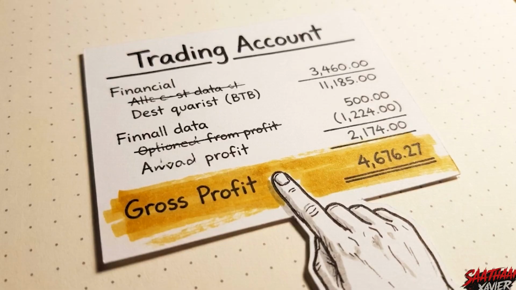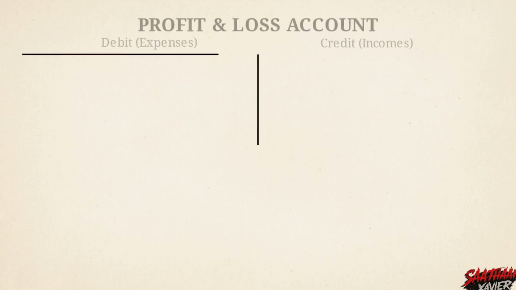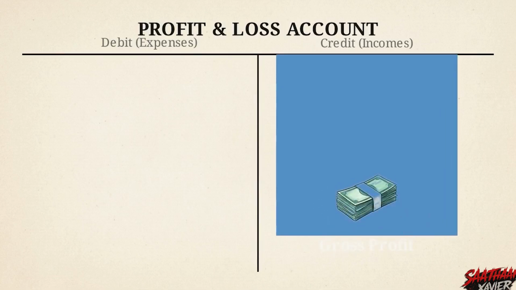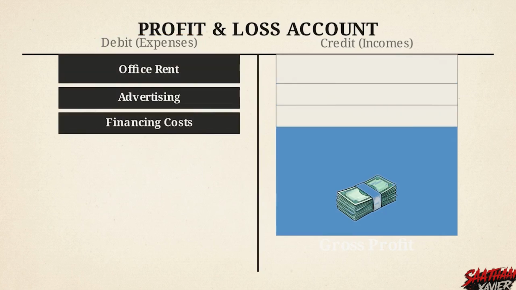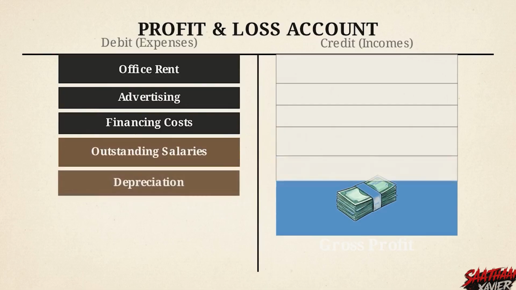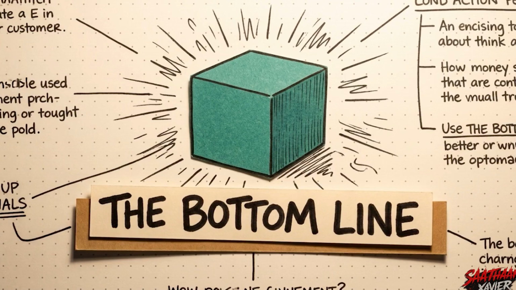Does this gross profit reflect the final gain for the year? Not quite. The gross profit carries down to begin the second section, the profit and loss account. Now we deduct indirect expenses on the debit side. This includes office rent, advertising, and financing costs. We also factor in adjustments for outstanding salaries and depreciation, which represent expenses that have occurred but haven't necessarily been paid in cash. What remains is the net profit, the final measure of the business's operational success for the period.